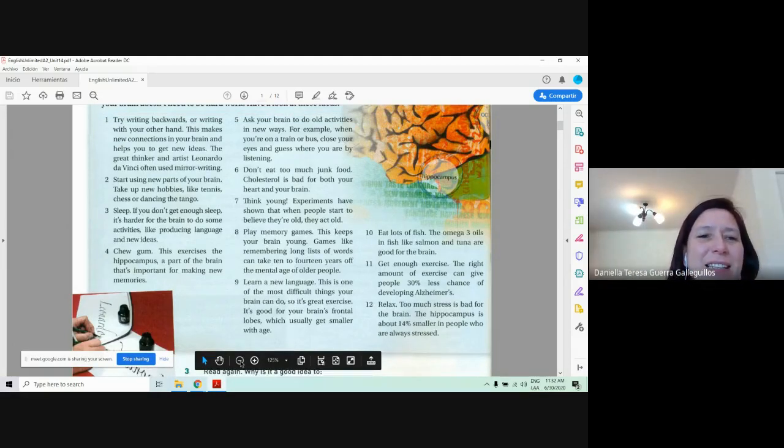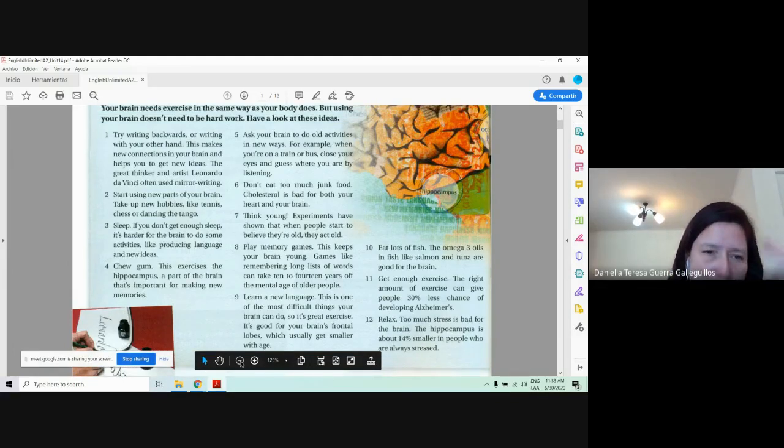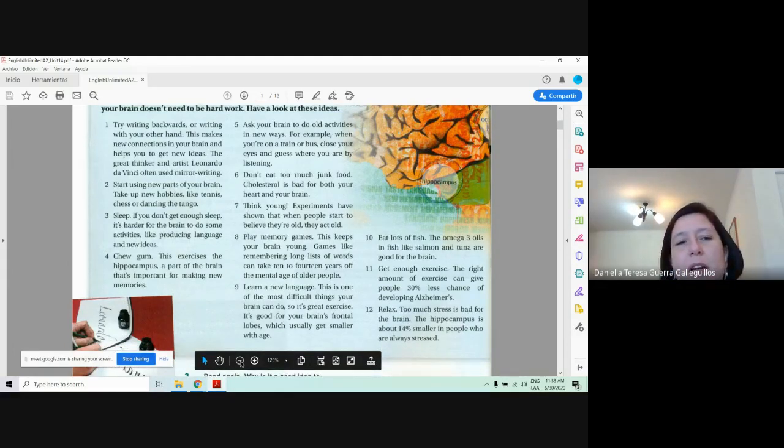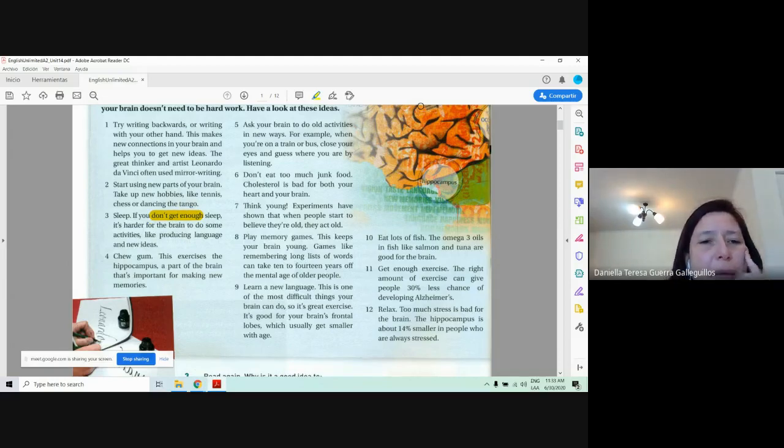Look, number 2 says, start using new parts of your brain. Take up new hobbies like tennis, chess, or dancing the tango. That is a good recommendation to do a different occupation. 3, sleep. If you don't get enough sleep, you see the example of enough? If you don't get enough sleep, it is negative, not enough. If you don't get enough sleep, it's harder for the brain to do some activities like producing language and new ideas. So sleeping is essential. I know that it is difficult, especially for you these days with lots of tests and things coming. But the idea is that we can get enough sleep.